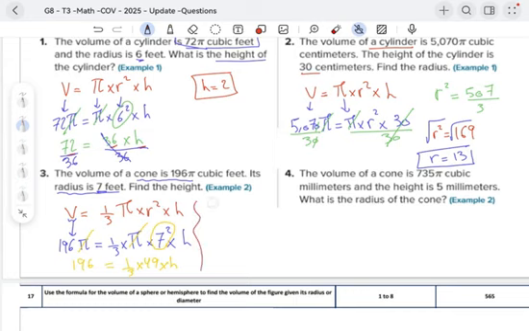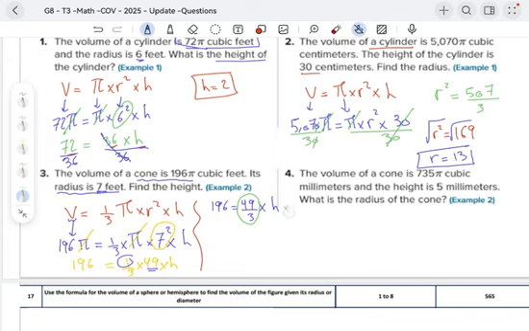Okay, so now we have 196 equals, if we multiply 49 by 1, 49 out of 3 h. Now to solve this equation, we have to isolate the variable. So we need to get rid of this fraction. To get rid of the fraction, we're going to multiply by its reciprocal.